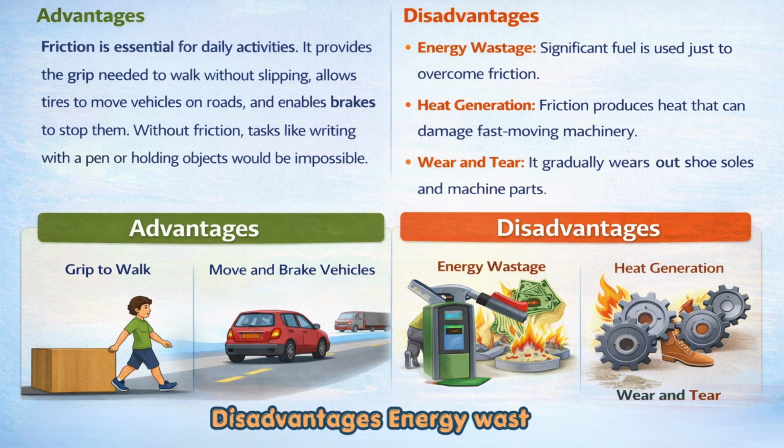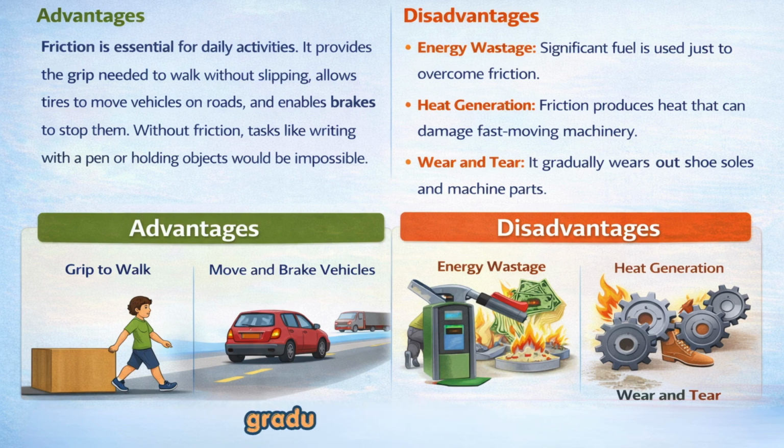Disadvantages: energy wastage. Significant fuel is used just to overcome friction. Heat generation: friction produces heat that can damage fast-moving machinery. Wear and tear: it gradually wears out shoe soles and machine parts.